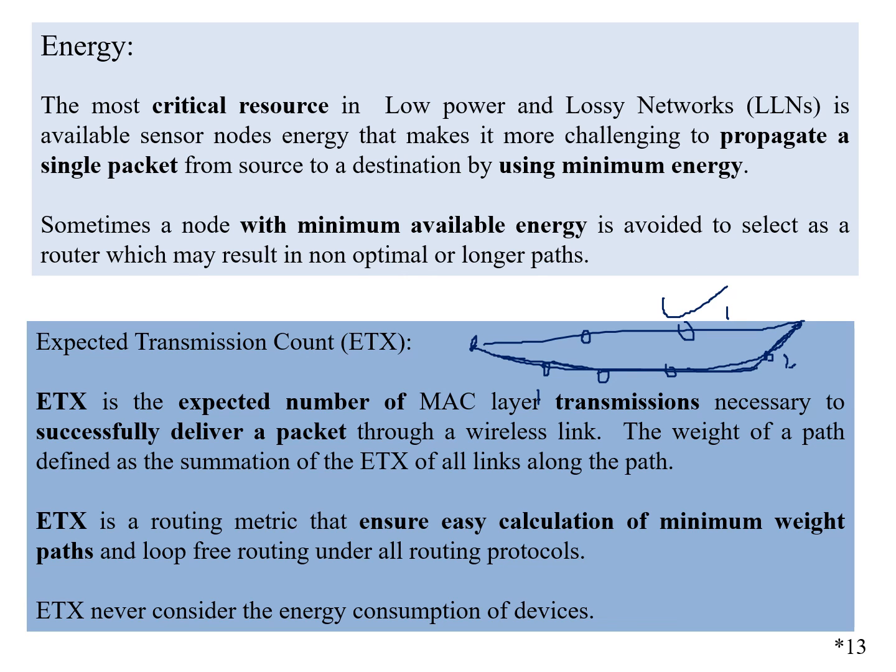Alright, so expected transmission count. Expected transmission count is the expected number of MAC layer transmissions necessary to successfully deliver a packet through a wireless network. The weight of a path is defined as the summation of the ETX of all links along the path. So let's see the same example here.